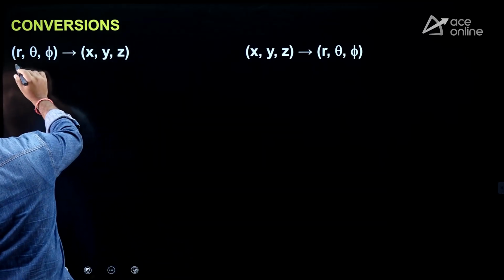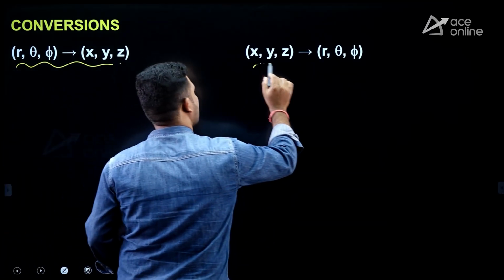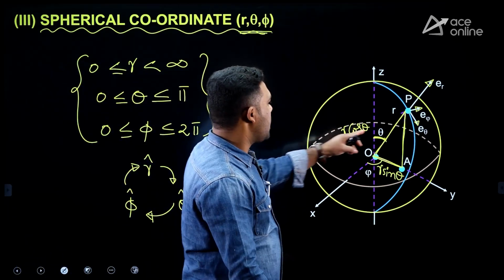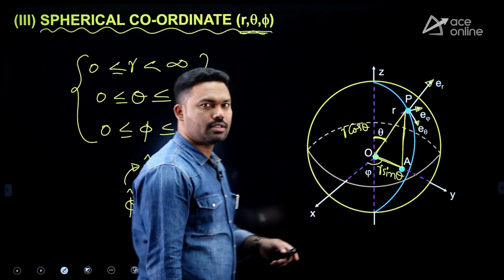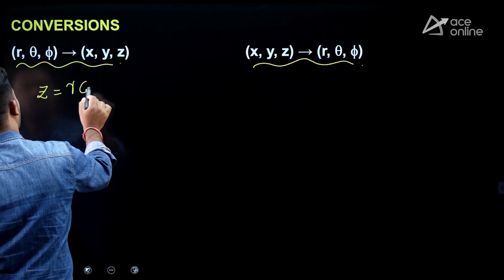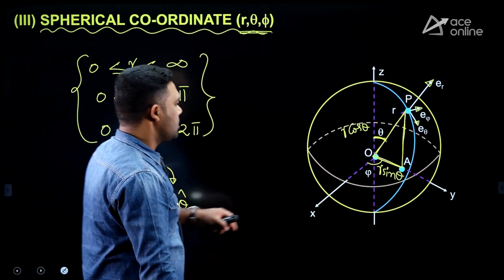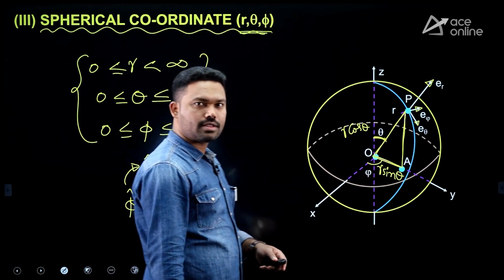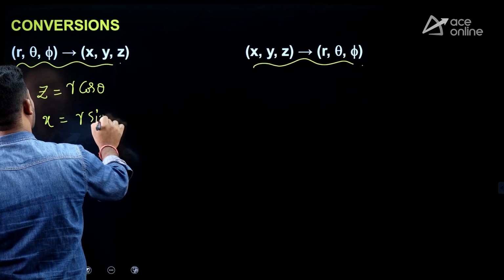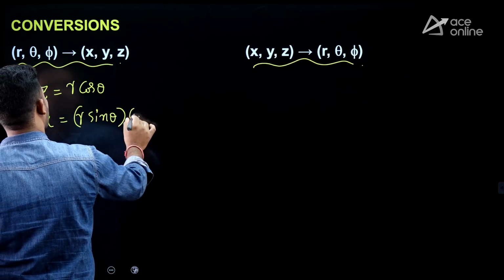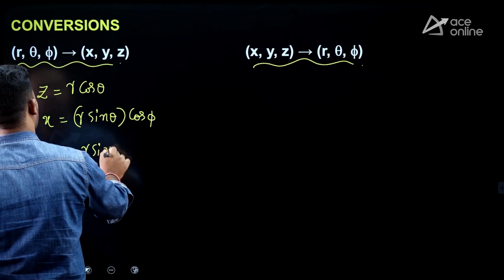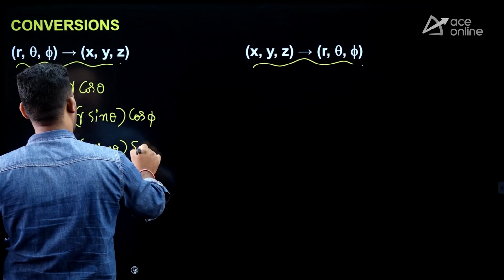Now let us do the conversions here. Immediately one can say this R is making the angle theta with the z axis. So what is the z component? It is z is R cos theta. This R sin theta is making phi with the x axis. So what is the x component? X component is equal to R sin theta cos phi. Now I will resolve the other side, it is y equal to R sin theta sin phi.